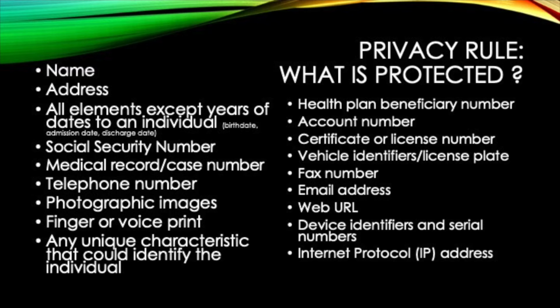Other data that is protected that we may not see as often at Toby's House, but still is clearly protected data, is the health plan beneficiary number, an account number, a certificate or license number, a vehicle identifier like a license plate, a fax number, email address, a web URL, device identifiers and serial numbers, Internet Protocol addresses, so IP addresses. All of these are considered protected. The first 9 are the ones that you will be working with the most with our children at Toby's House.